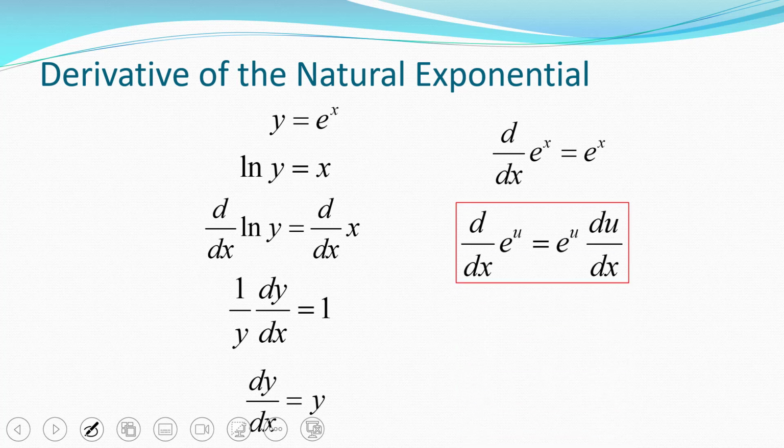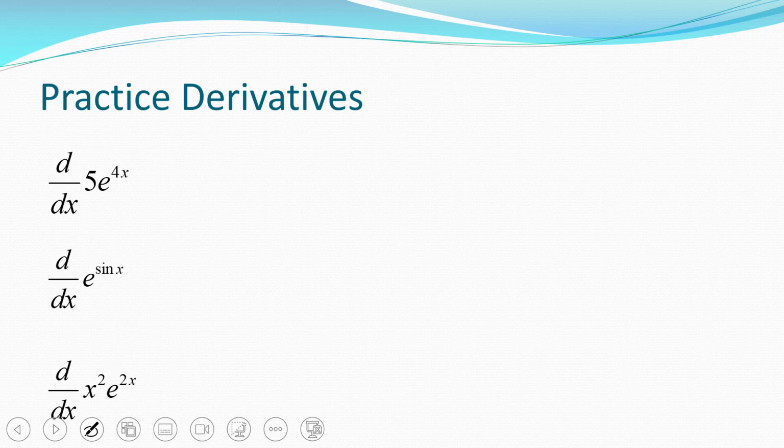So by the chain rule, if we replace x with a function of x, then the derivative of e to the u in terms of x is e to the u times the derivative of u in terms of x by using the chain rule. We can then use this to find derivatives of exponential functions. So why don't we just do that? Let's just practice a few of these.